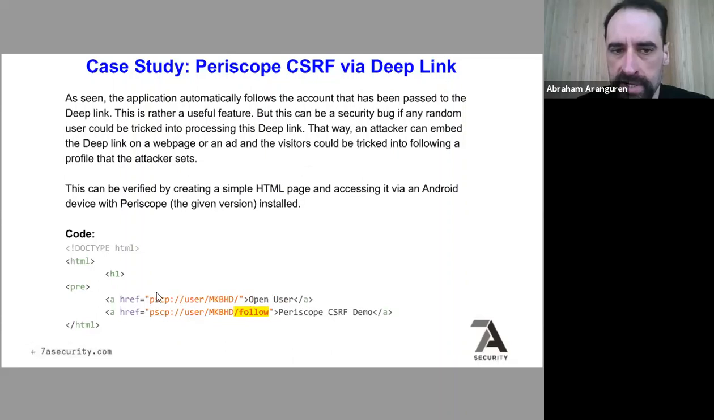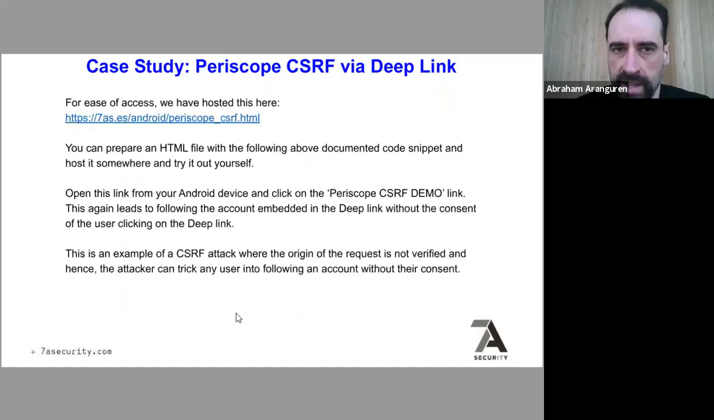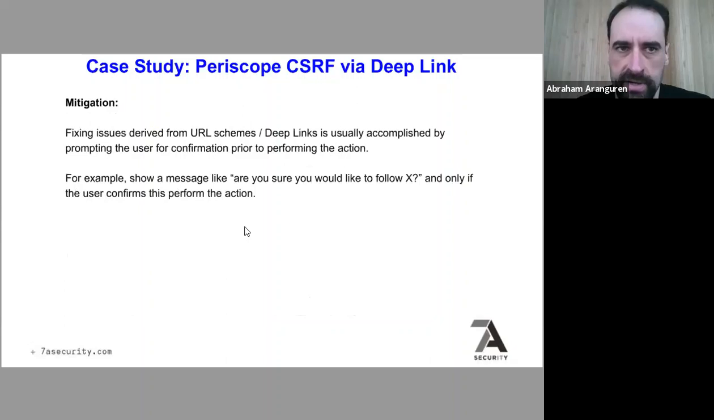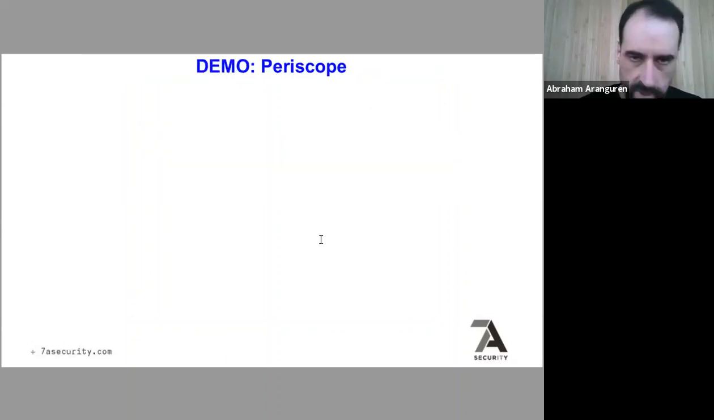So we have the open user, which is simply a link with a deep link like this, and then the other one just has the /follow at the end, right? For ease of access, this is hosted here. And this would be the mitigation, which is basically asking for user interaction, right? So, do you really want to follow this user? So with that, let me first do the demo and then I'll take questions.